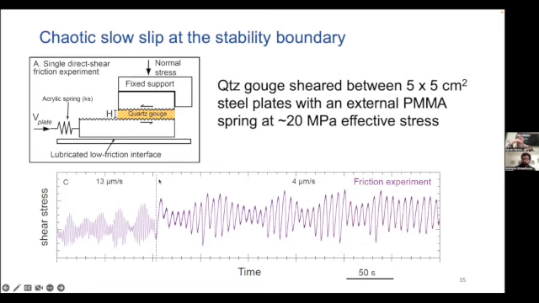In the bottom, I'm showing you the shear stress evolution for data generated through this experiment for a couple of different driving rates: a driving rate of 13 microns per second and a driving rate of 4 microns per second. And I should mention that the boundary conditions for this are a constant normal stress boundary and a constant shear rate boundary condition. And that's where these two driving rates come from.